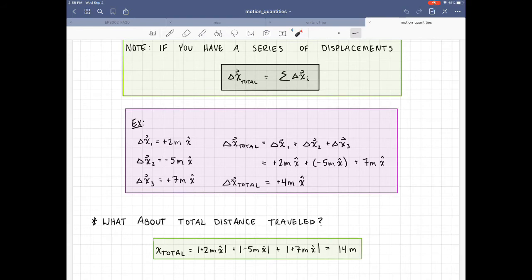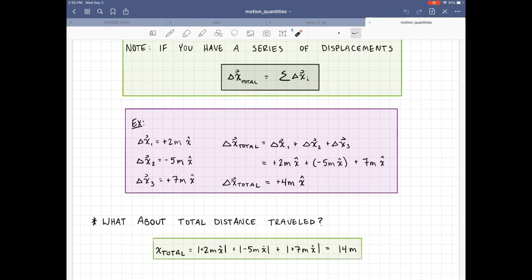And so when I add those up, I've got 2 minus 5 plus 7, that's going to add up to plus 4 meters in the x-hat direction. So after all of that travel, I end up 4 meters to the right of where I started initially.